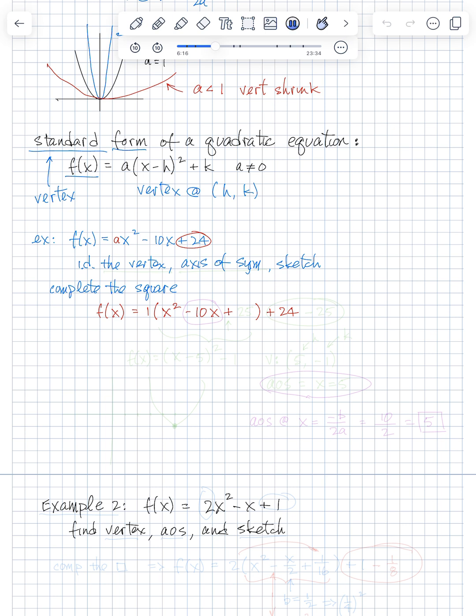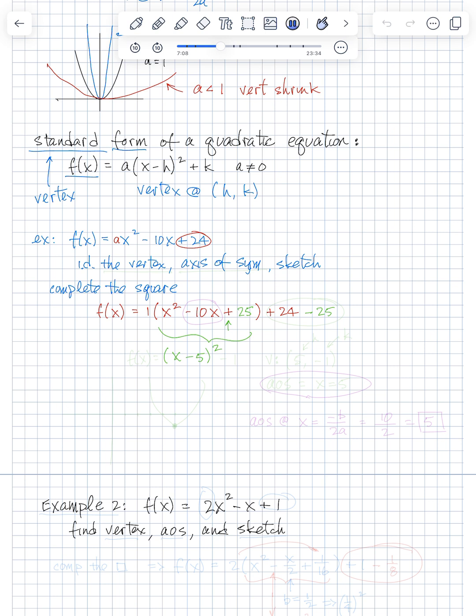the value of b, so b is a negative 10. You take half of that, negative 10 divided by 2 is negative 5, and you square negative 5, so it's going to be plus 25. This is always going to be a plus here because you're squaring it. And so if you're adding 25 to the inside of the parentheses, you have to subtract 25 outside of the parentheses. And now what we have here is a perfect square trinomial. So this factors to be x minus 5 quantity squared.